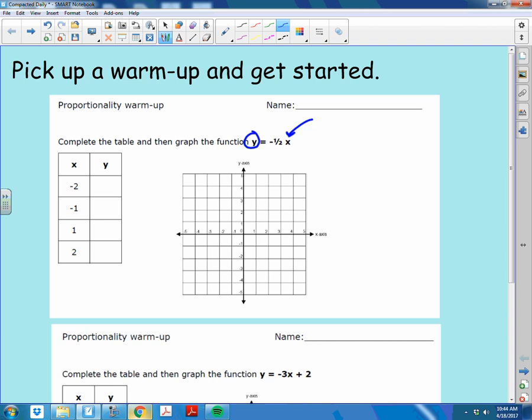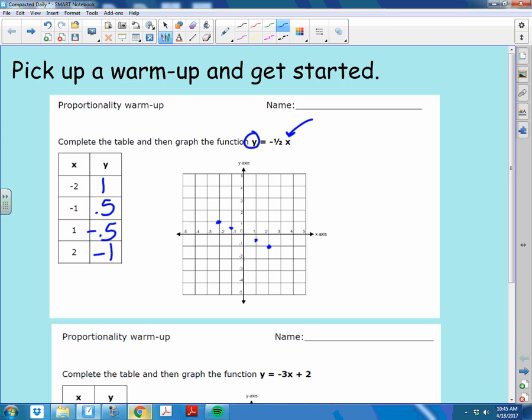Okay, so what is negative 1/2 times negative 2? 1. What is negative 1 times negative 1/2? 0.5. 1 is negative 0.5, and 2 is negative 1. So let's go ahead and graph those. So we have the point negative 2, 1. Remember, we go to x value, then y. So we have a point here. Then we have negative 1, 0.5. Then we have 1, negative 0.5 and 2, negative 1. Those are our points, right?